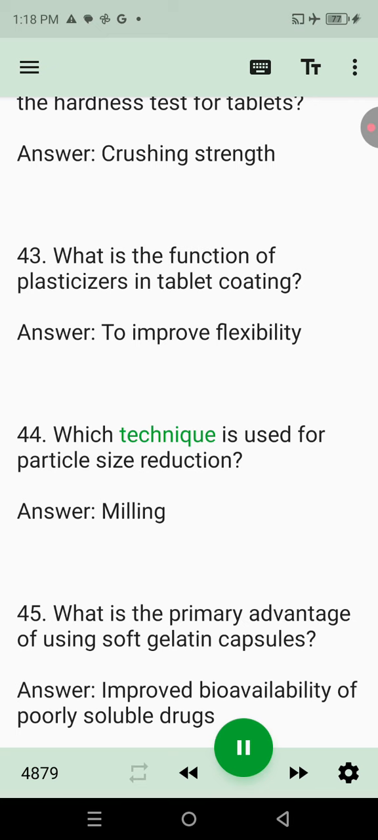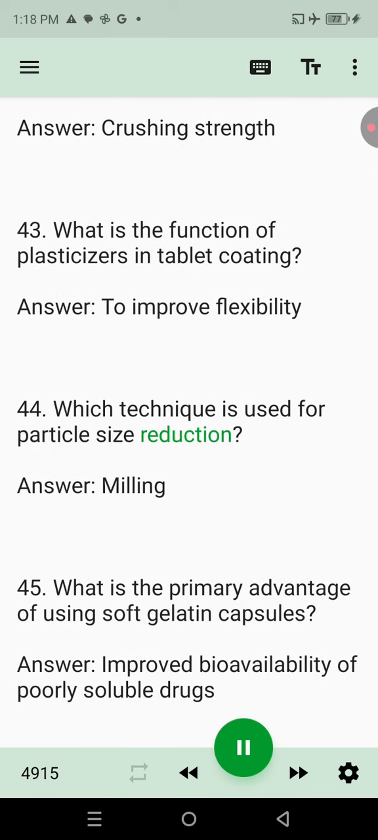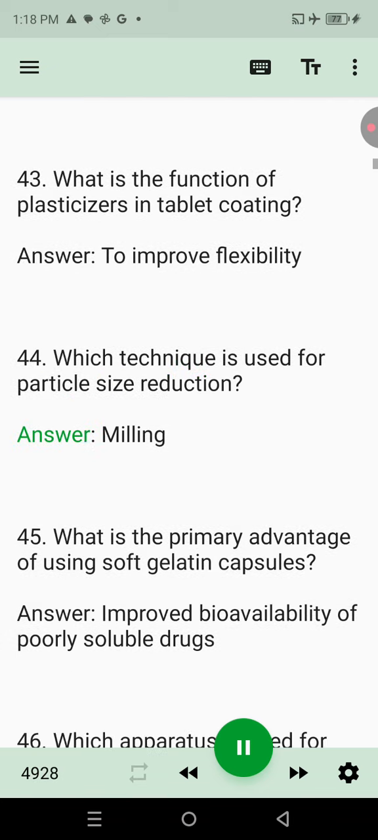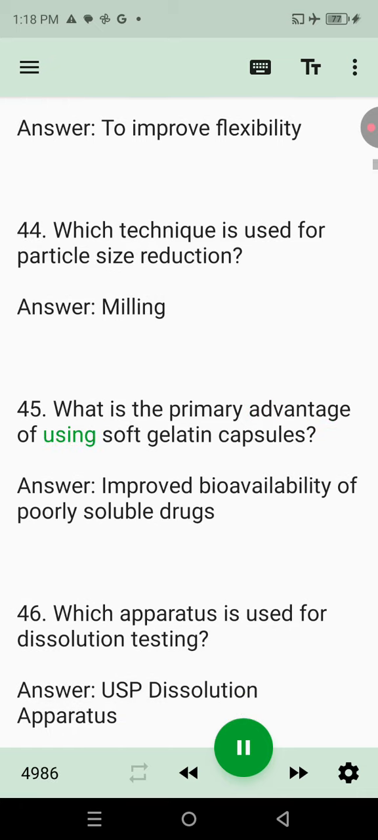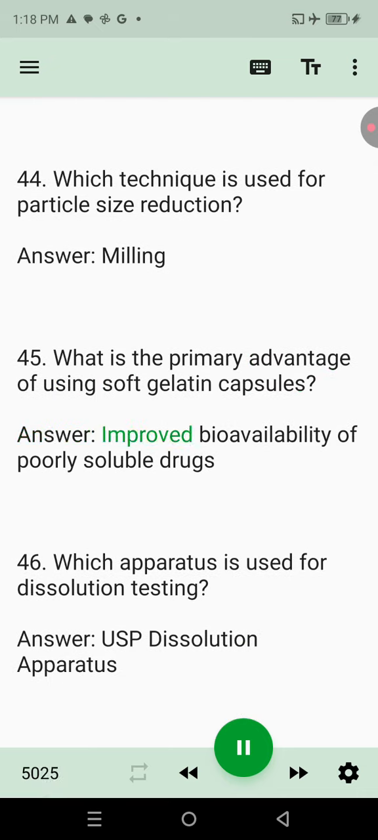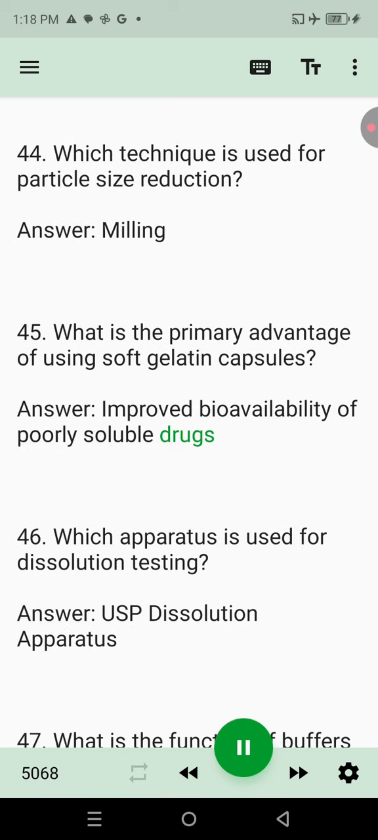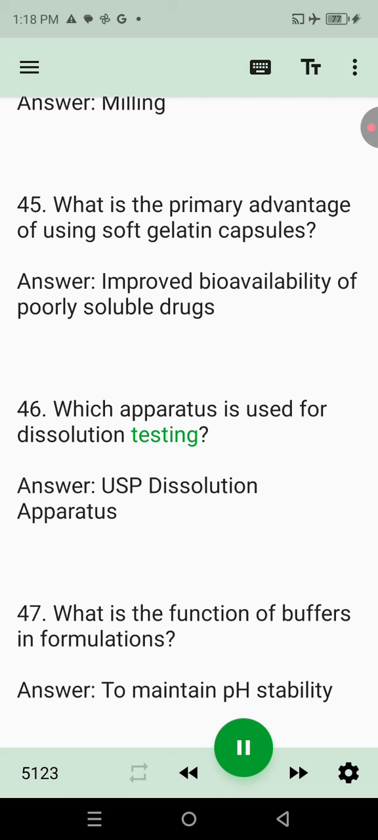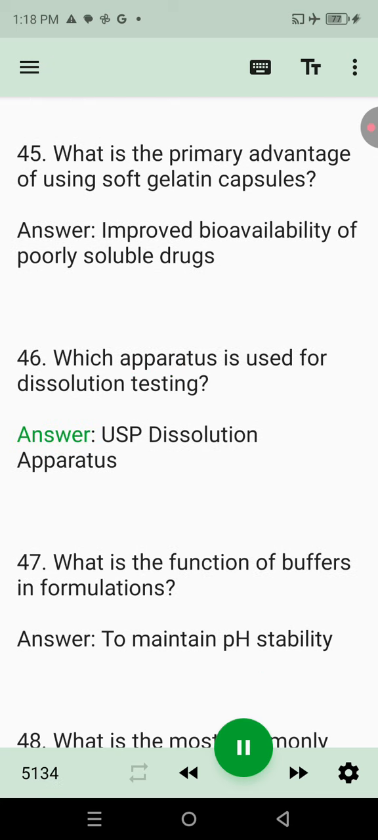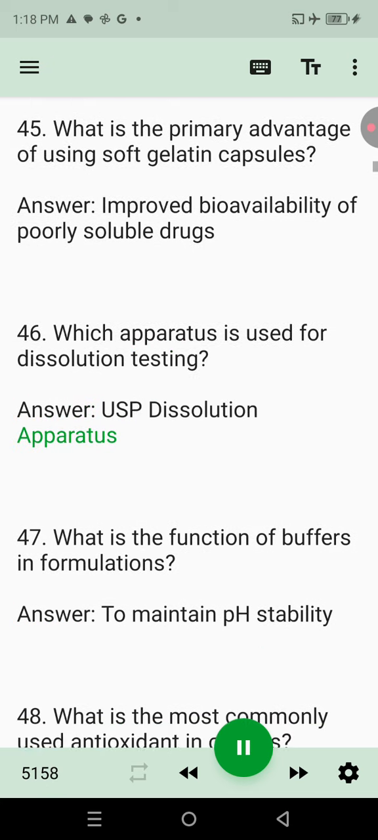44. Which technique is used for particle size reduction? Answer: milling. 45. What is the primary advantage of using soft gelatin capsules? Answer: improved bioavailability of poorly soluble drugs. 46. Which apparatus is used for dissolution testing? Answer: USP dissolution apparatus.